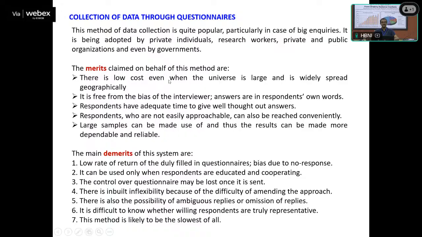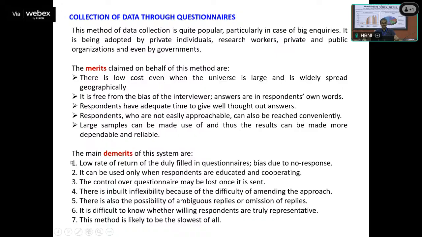These are the merits. It is economical, you don't have to go for an interview personally. The universe is large and spread geographically. It is free from bias of the interviewer. Answers are in respondents' own words. Respondents have adequate time to give well thought out answers. Respondents who are not usually approachable can also be reached conveniently. Large samples can be made use of, and thus the results can be more dependable and reliable. But there are demerits. What are those?